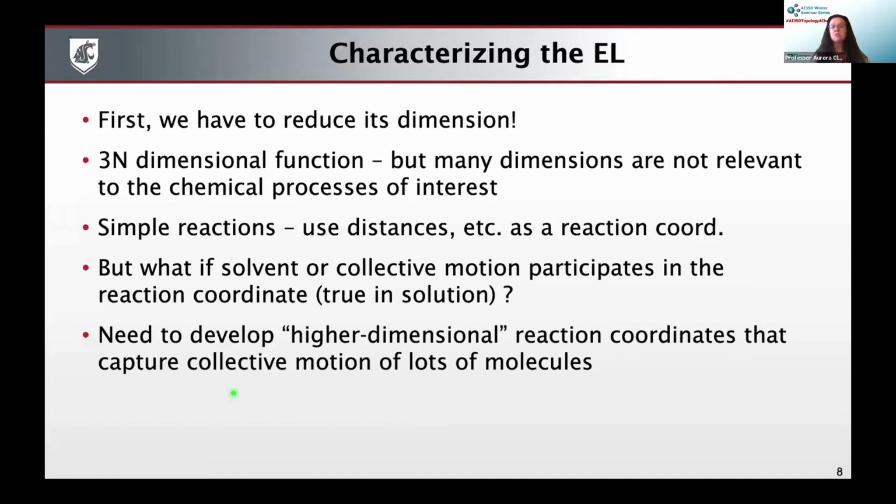And for simple reactions where you've got distances, like a bond breaking or formation reaction coordinate, geometric parameters can be excellent reaction coordinate variables. But oftentimes in these complex solutions, we have collective motion of the solvent that participates explicitly in the reaction itself. And so there is, I think, a very strong need within the community to develop what we would call higher dimensional reaction coordinates that can capture this collective motion across many, many molecules, depending upon the amount of organization that's present in this solution.